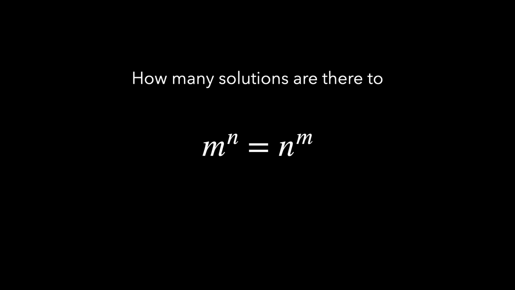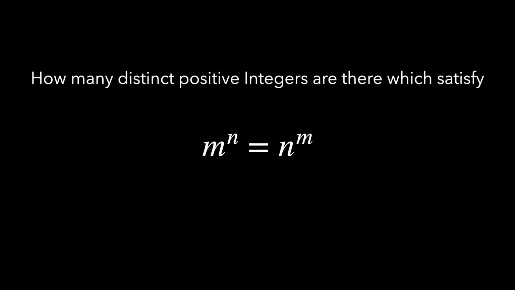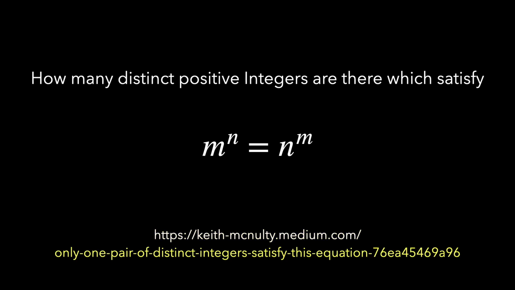It would be trivial if we allowed m to equal n, so let's specify that m is not equal to n. And in addition, m and n should be whole numbers. That is, they're greater than 0, and they're 1, 2, 3, and so on. So our challenge is to find out how many distinct positive integers there are that satisfy m to the n equals n to the m. This delightful proof comes from a post from Keith McNulty, which you can find at this URL.